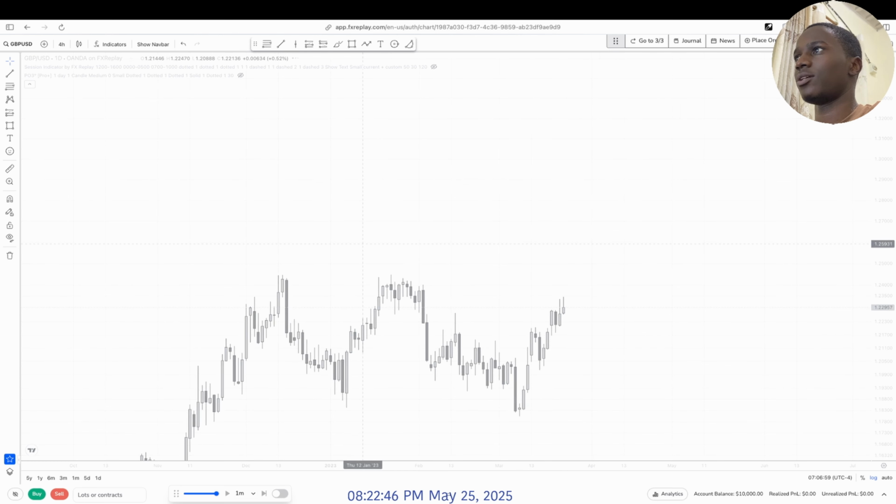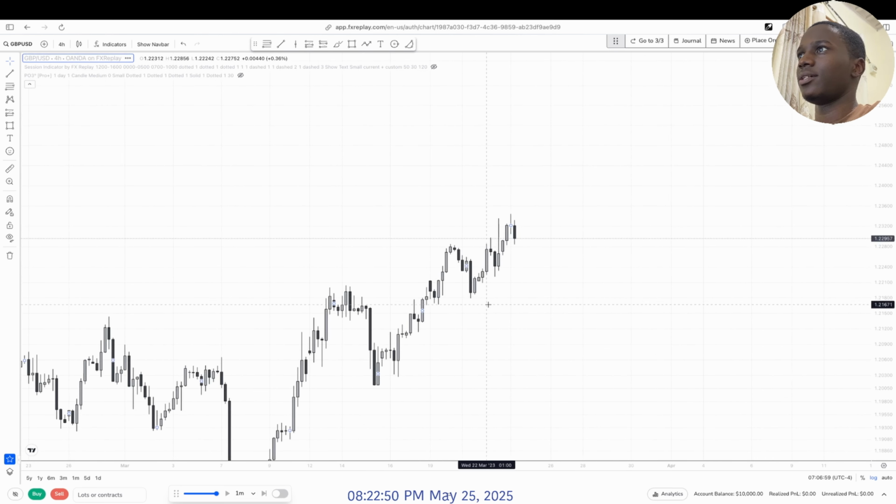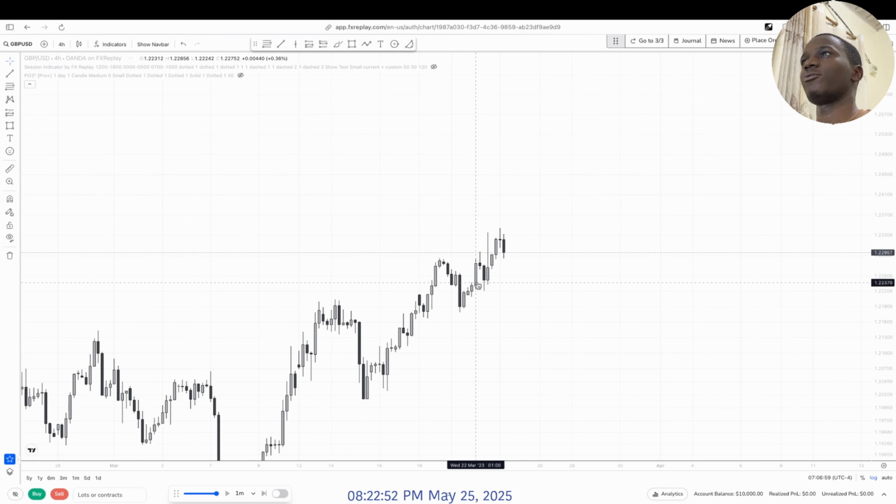Let's go to the 4 hour. You can see we're constantly pushing higher and higher. So I think there are no other big influences. If we were to drop, we might drop into this order block or this one or even this one.